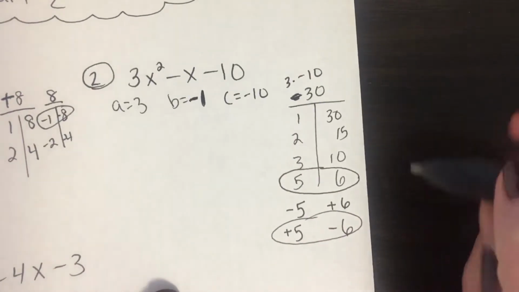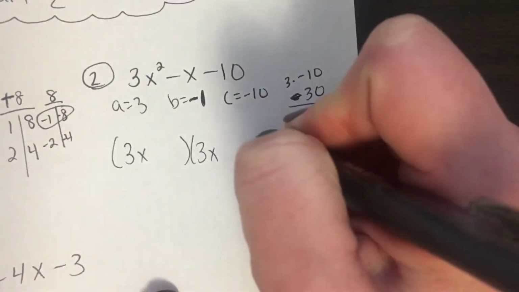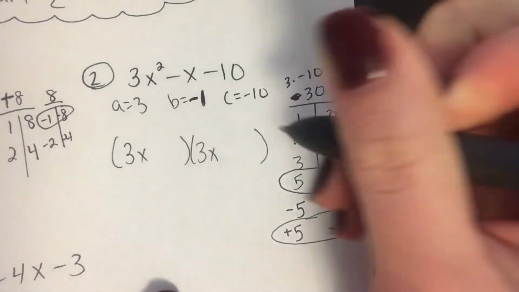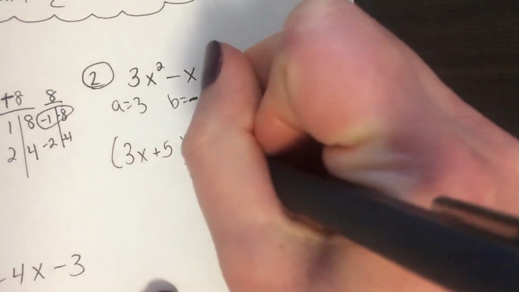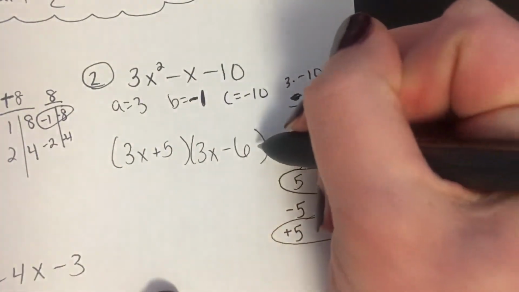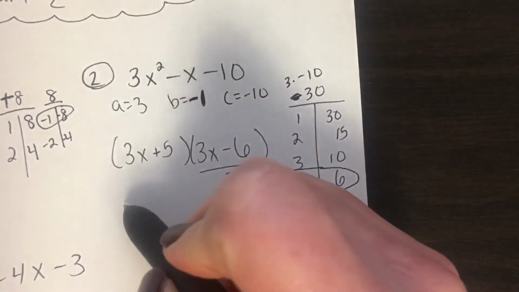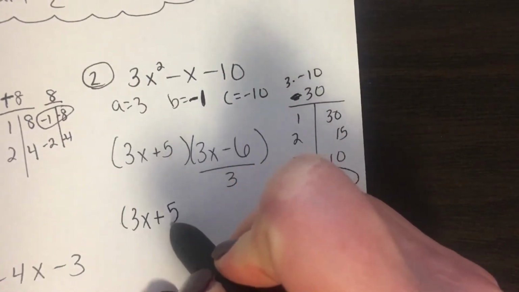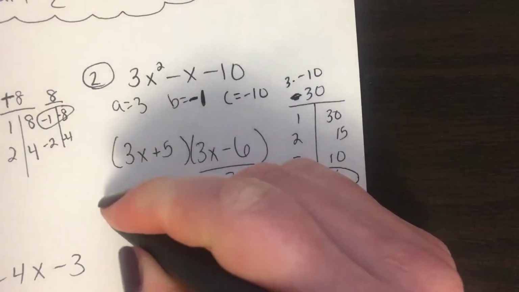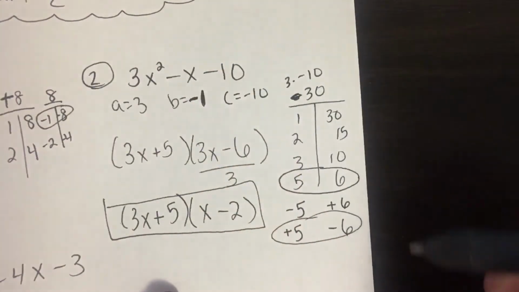So once again, 3x squared becomes a 3x and a 3x, understanding later that I'm going to divide one of these, probably by a 3. Put in the plus 5 and the minus 6. And 3 and 5 have nothing in common, but 3 and 6 do. They have a 3, so I can divide by 3. So I'll be left with 3x plus 5 times x minus 2, because I actually just did the division, and this will work out as our factored form.